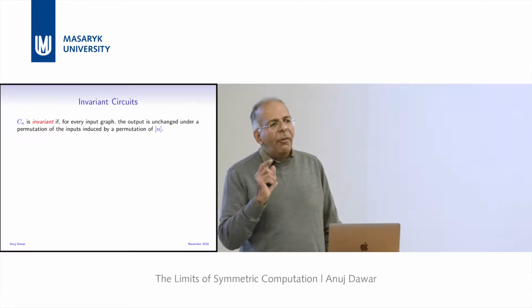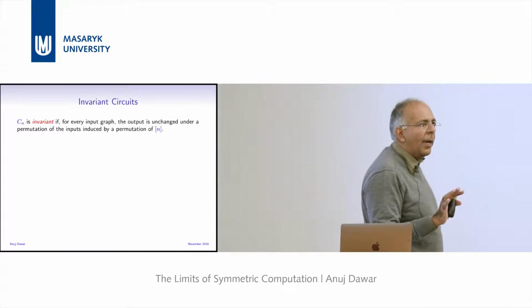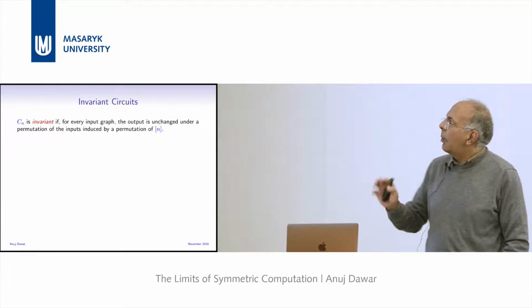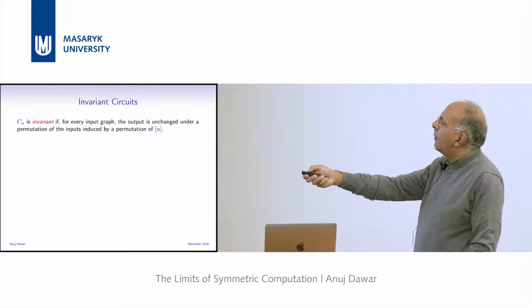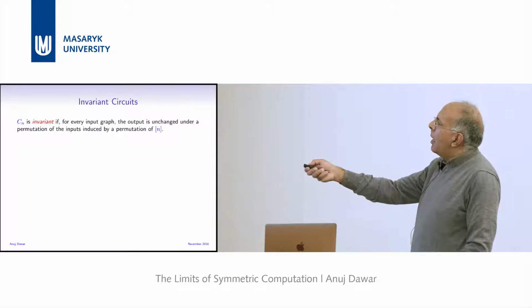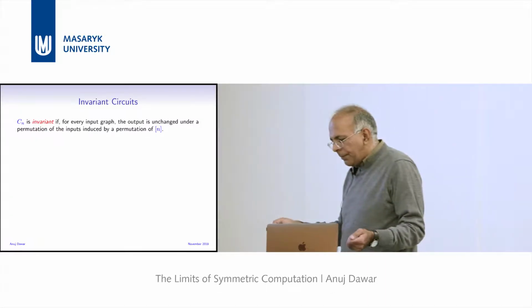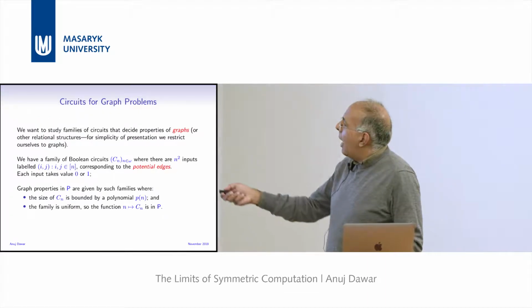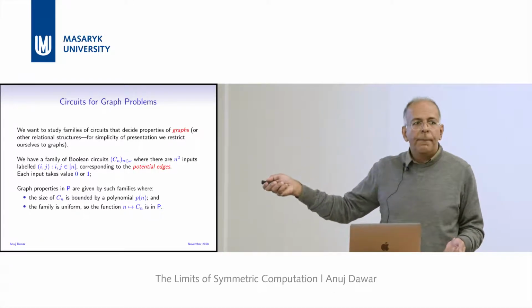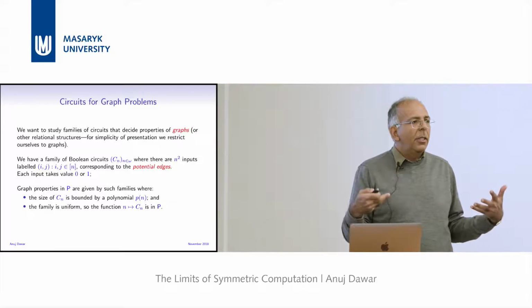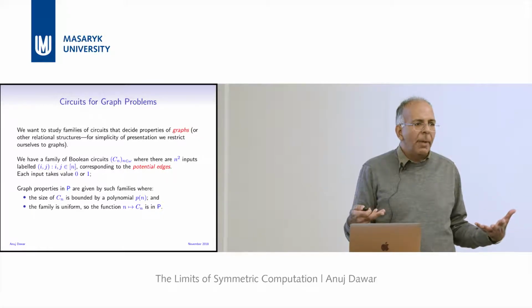But now, if the circuit is deciding a graph property, it has a certain invariance condition, which I want you to get. This is kind of the central notion. A circuit is invariant if I rearrange these inputs by some permutation of n, it shouldn't change the result of the computation. What do I mean by this?